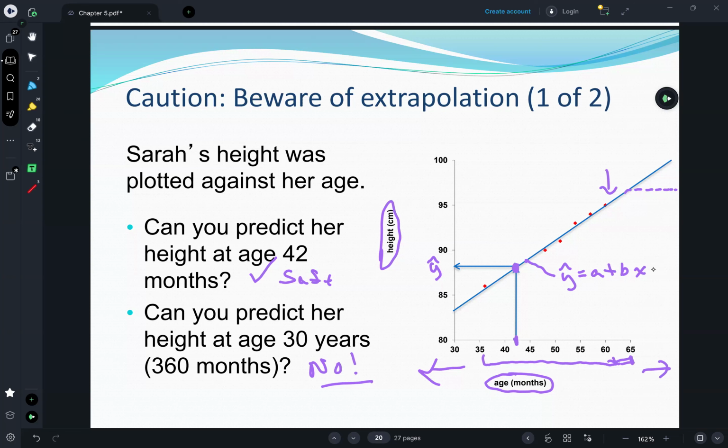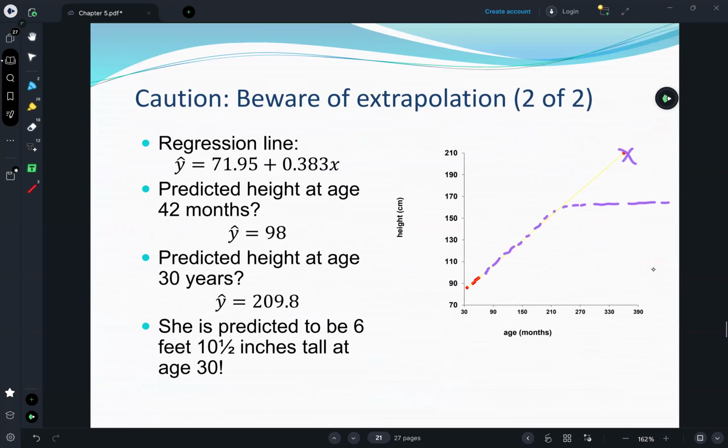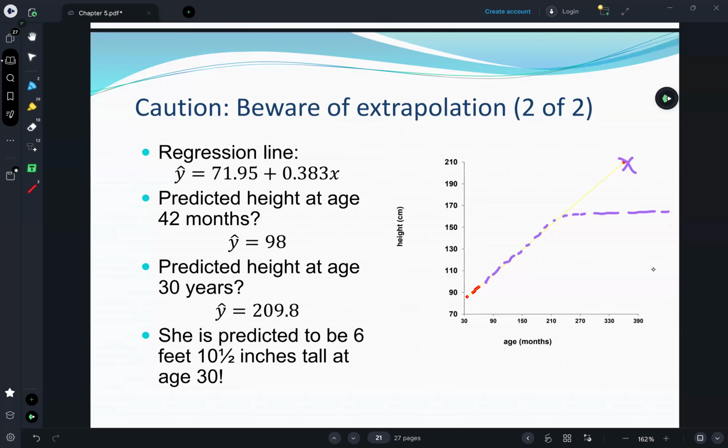Can you predict her height, though, at age 30, which would be 360 months, way, way past the page? The answer is no, because at that point you're going outside the original data, and that is called extrapolation. You can see it further here mathematically and also with the picture: we know that as we grow, we eventually start to stay the same.